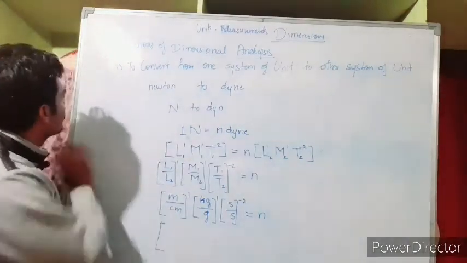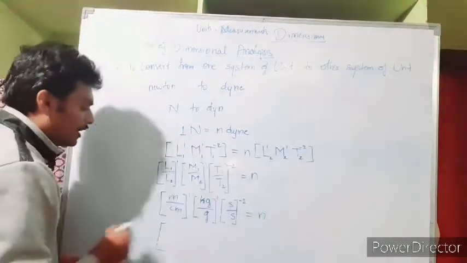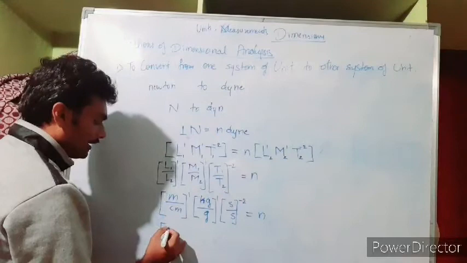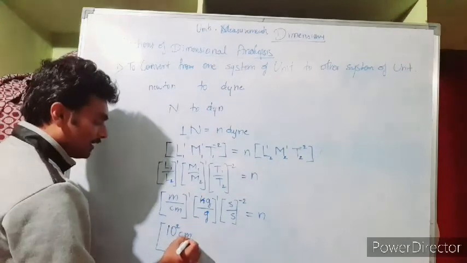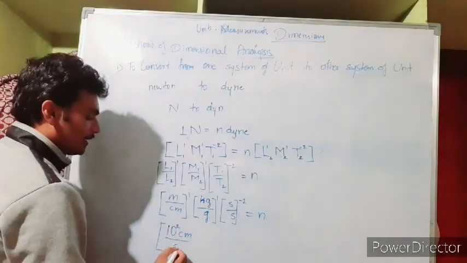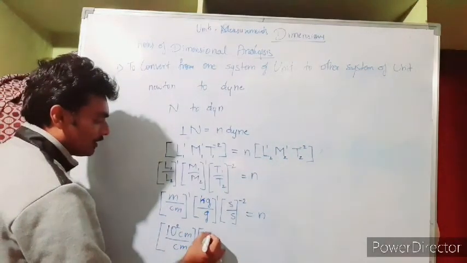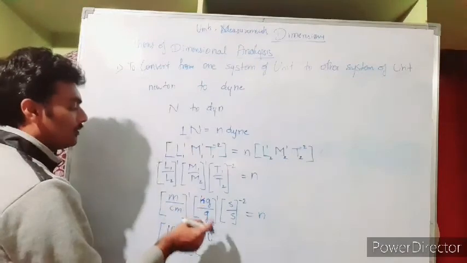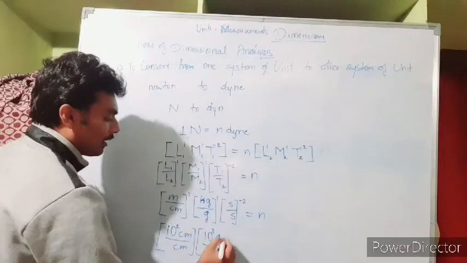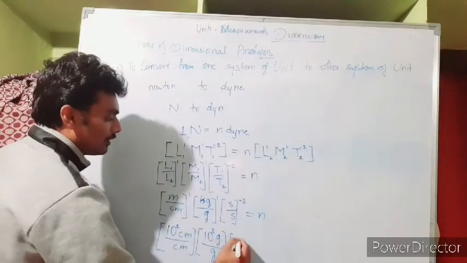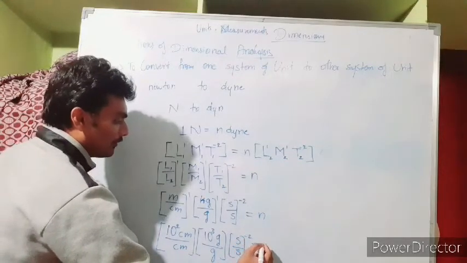Now let me bring the conversion factors. We all know that 1 meter is 100 centimeter. I can write 100 as 10 to the power of 2 centimeter in the place of meter, divided by centimeter. And instead of kg, I can write 10 to the power of 3, because k itself is kilo, which is 10 to the power of 3 gram, divided by gram. S by S, no conversion, because they are the same units for time, is equal to n.